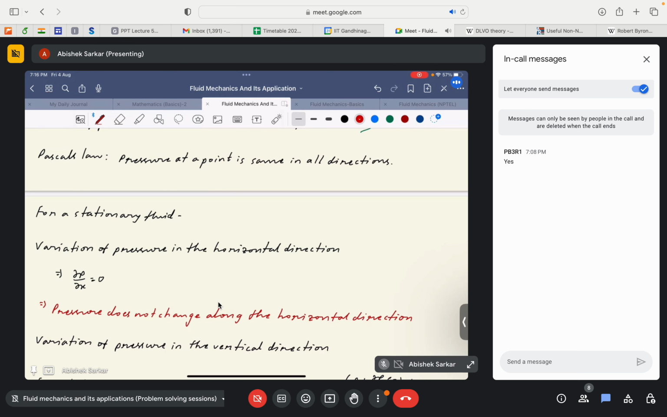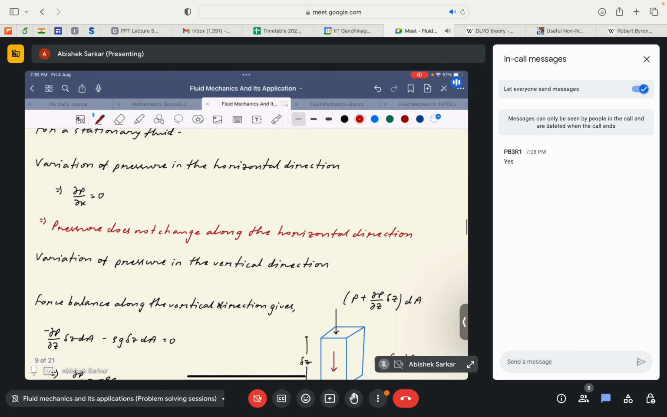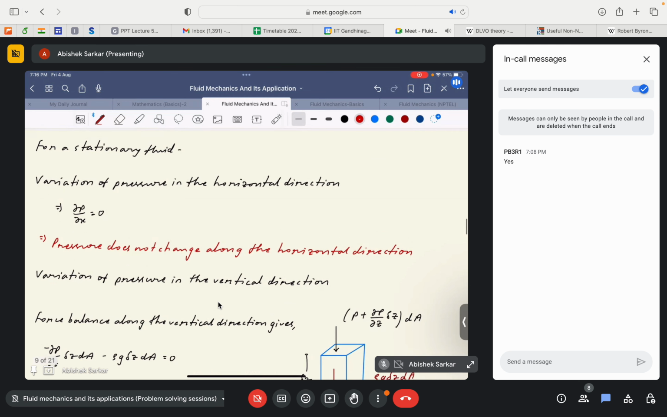I guess that's clear. Yes. So for stationary fluid, as I mentioned, the variation of pressure along the horizontal direction is given by dou p by dou x is 0. Right? I am just going through.